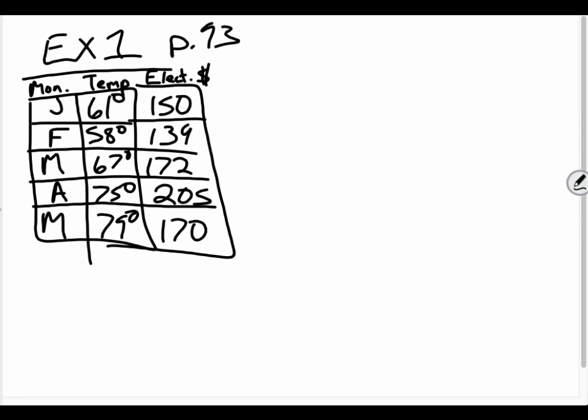Okay, so there's a little bit of an anomaly. We'll keep going. For June, we've got 83, and the electric bill was $234. And so, if I were to graph this, as you look, it looks like as the temperature increases, so does the electric bill.